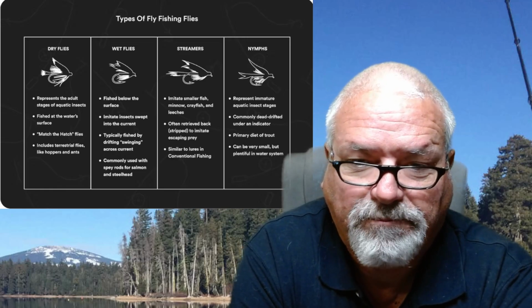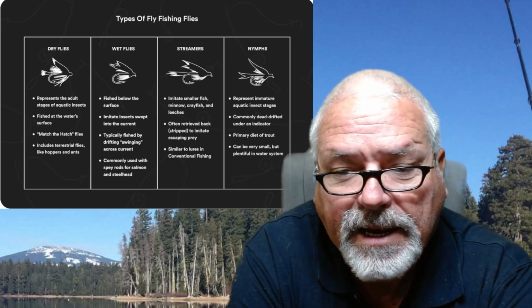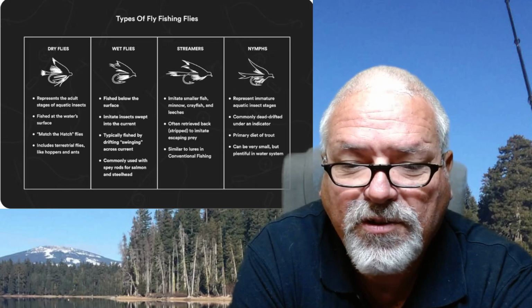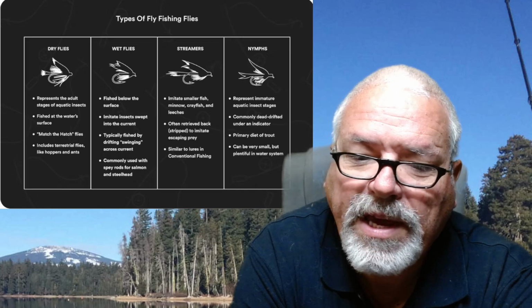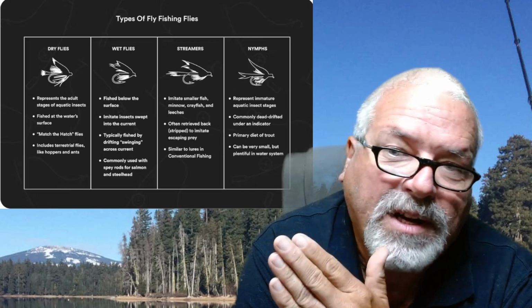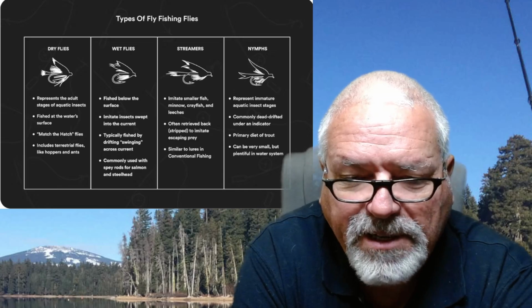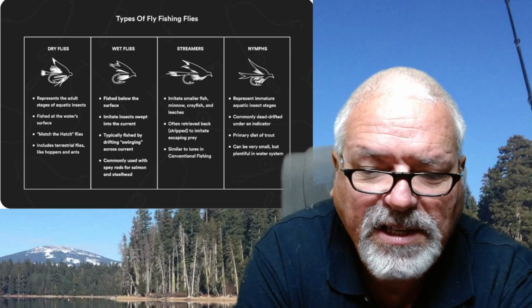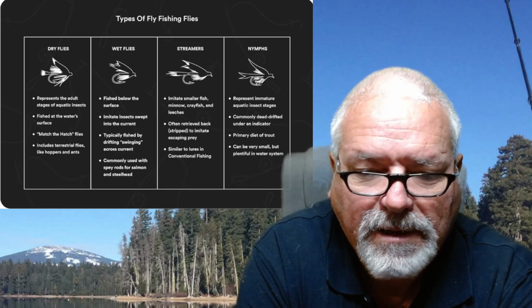Wet flies, okay, this fish below the surface, kind of makes sense if they're wet. Imitate insects swept into the current, typically fished by drifting, swinging across current. So this is one of those ones that you cast up on a stream and let it drift by you and come back to you. Commonly used with spey rods for salmon. I gotta learn what a spey rod is. And steelhead.